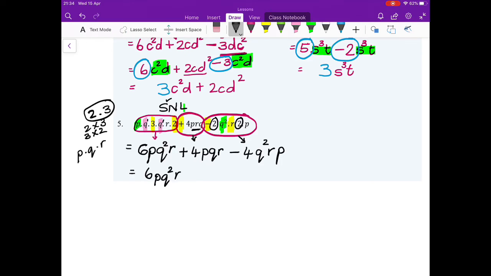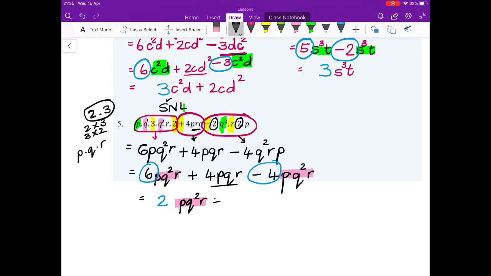Okay, so now I have to copy down 6PQ squared R. I'm making sure it's in alphabetical order. 4PQR minus 4PQ squared R. Now it's easier to look for like terms. Here I have a PQ squared R, PQ squared R. So those two are like terms. I have to write down the family name, which is PQ squared R. I then apply the laws of integers. I say 6 minus 4 will give me 2. 6 minus 4 is 2. And this one I'm just going to write down as 4PQR.